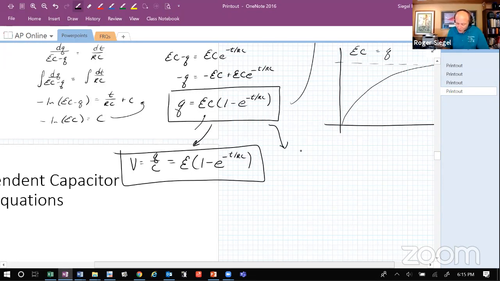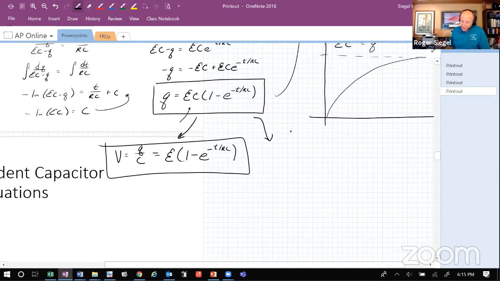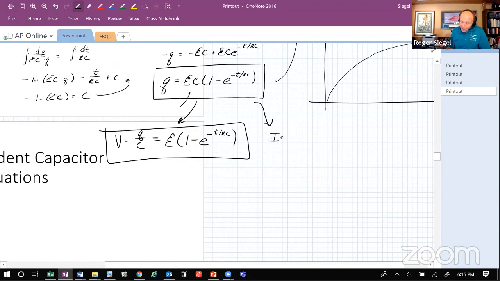The next one does take a little skill. What is current? We've already said that current is dq dt. That's how we got to the differential equation in the first place. And so let's take the derivative d dt, and I'm going to go ahead and multiply through the EC to make it a little easier for us. And that's going to be EC minus EC e to the minus T over RC.